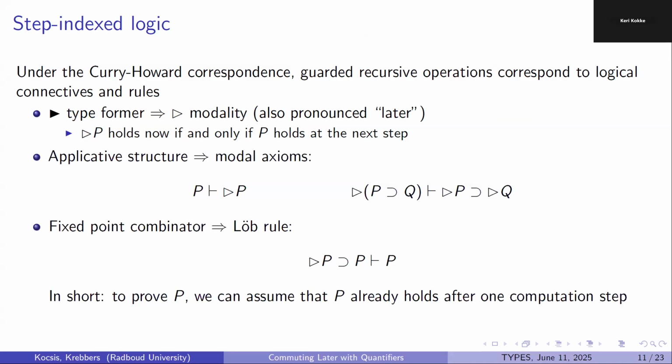which allows us to prove some proposition, assuming that the proposition holds one step later. It's called the Löb rule because the shape of the rule is similar to Löb's proof of the provability of formulas that we've seen earlier.